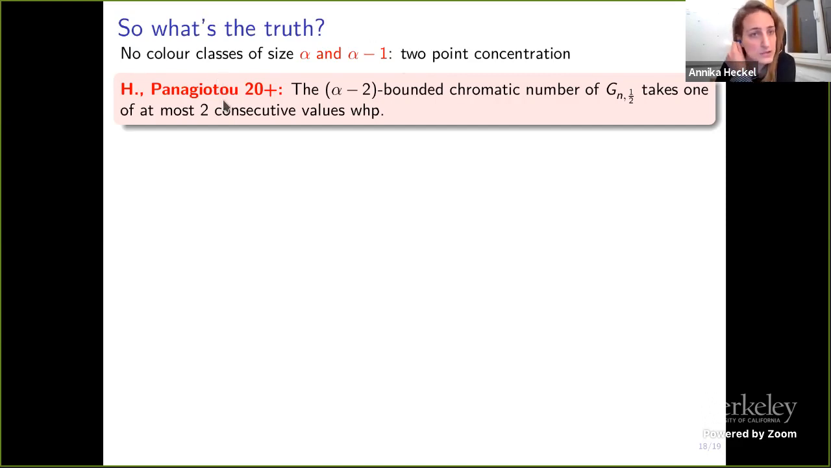This is a paper I'm currently writing up with Kostas Panayiotou from LMU Munich. Again, I'm hoping this is 20, not 20 plus, but here I'm not as sure as with the other one. We're using the second moment method, or a very complicated application of it, to show that what we call the alpha minus 2 bounded chromatic number of G(n,1/2) is actually 2-point concentrated. So this is again maximum concentration. It's essentially deterministic once we exclude the alpha and alpha minus 1 sets as color classes.